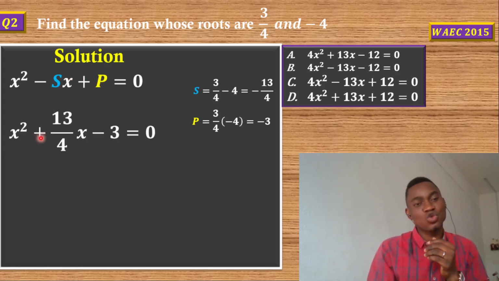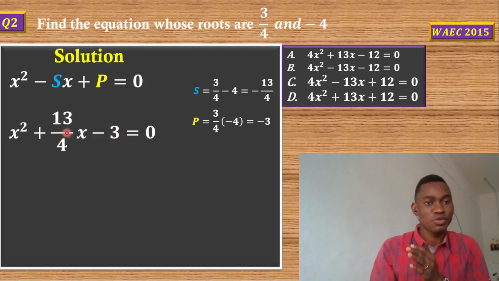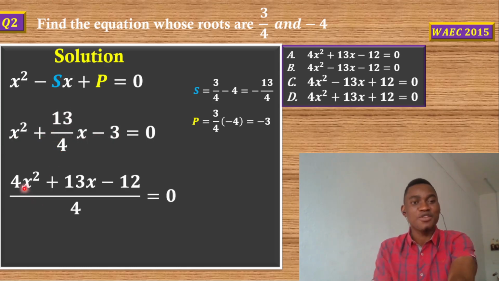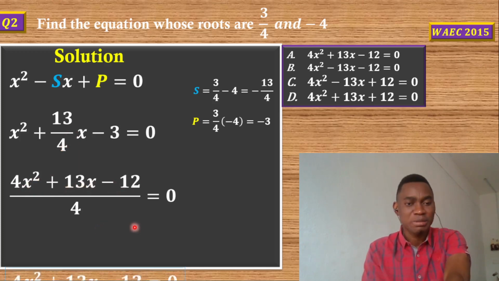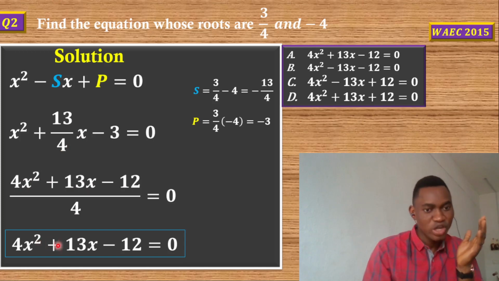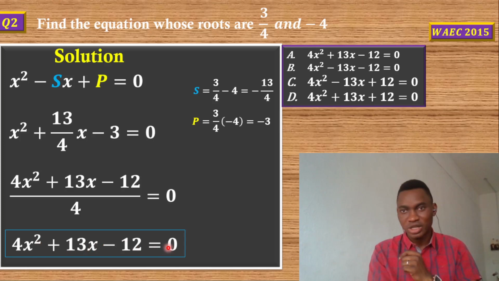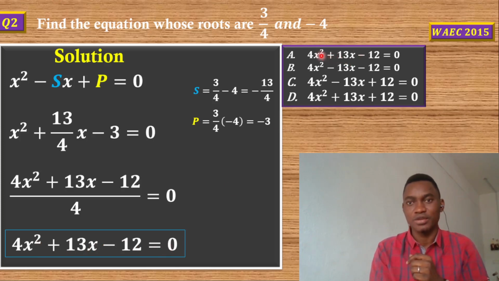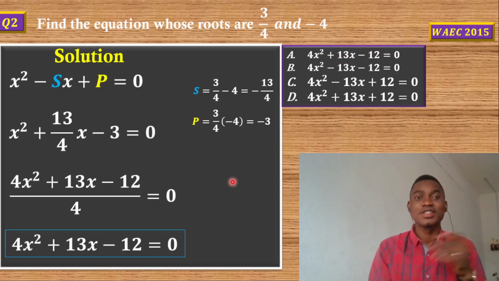So we have x squared plus 13 over 4x minus 3 equal to 0. We find the LCM of the left hand side, then we cross multiply. So we have 4x squared plus 13x minus 12 all over 4. When we cross multiply, we have 4x squared plus 13x minus 12 equal to 0. And the correct option to this question is option A, 4x squared plus 13x minus 12 equal to 0. As you can see, it is quite easier using this formula.